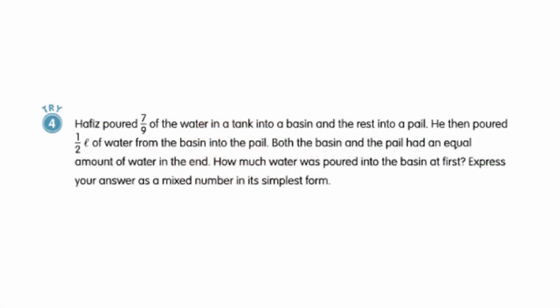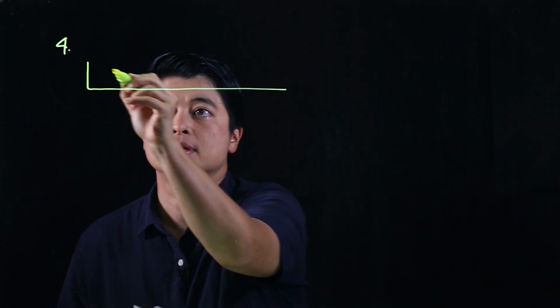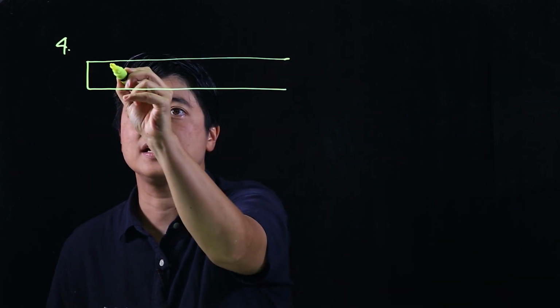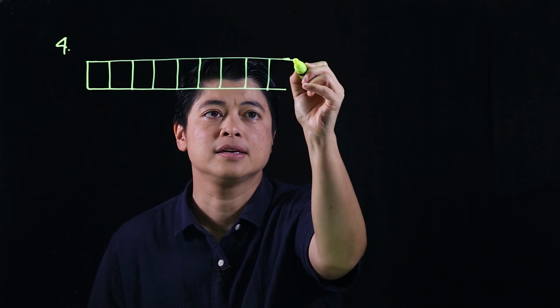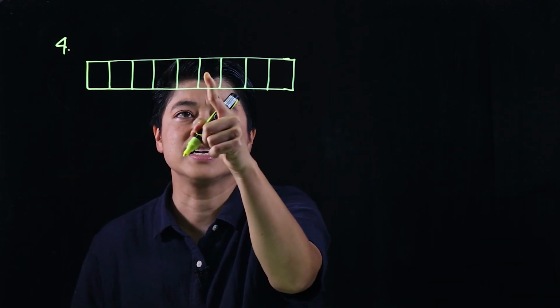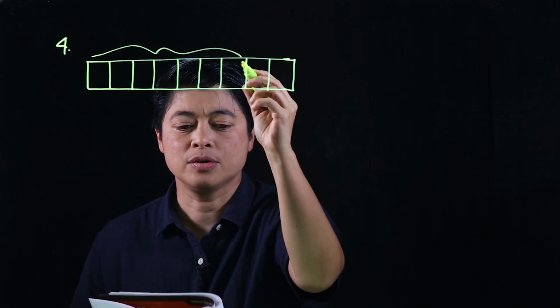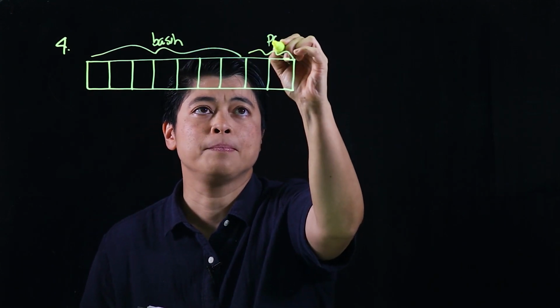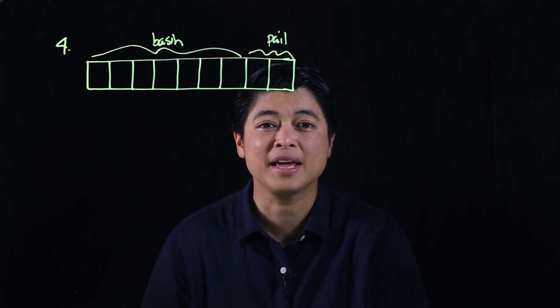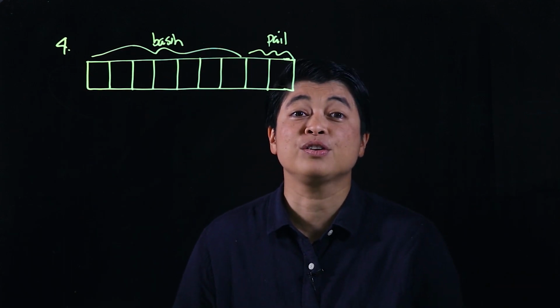Continuing on to page 62, problem number 4, it says, Hafiz poured 7/9 of water in a tank into a basin and the rest into a pail. Okay, so we have water that's divided into 9. 1, 2, 3, 4, 5, 6, 7, 8, 9. So 1, 2, 3, 4, 5, 6, 7 ninths go into the basin. And this goes into the pail. Okay, so again, in this problem, they have a bar model, but it is very difficult to understand.